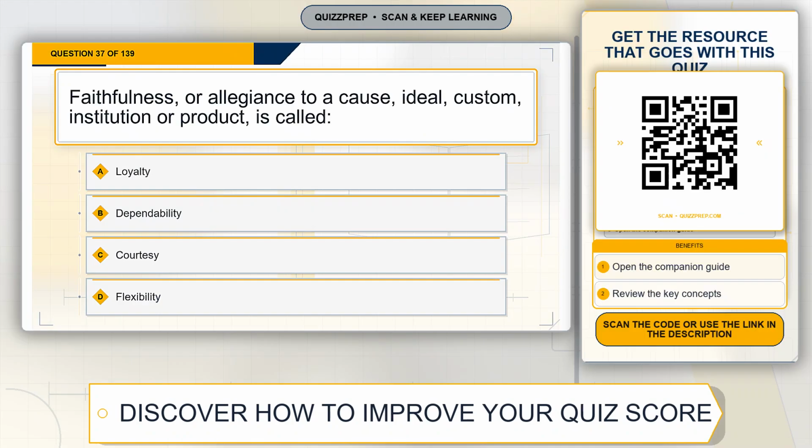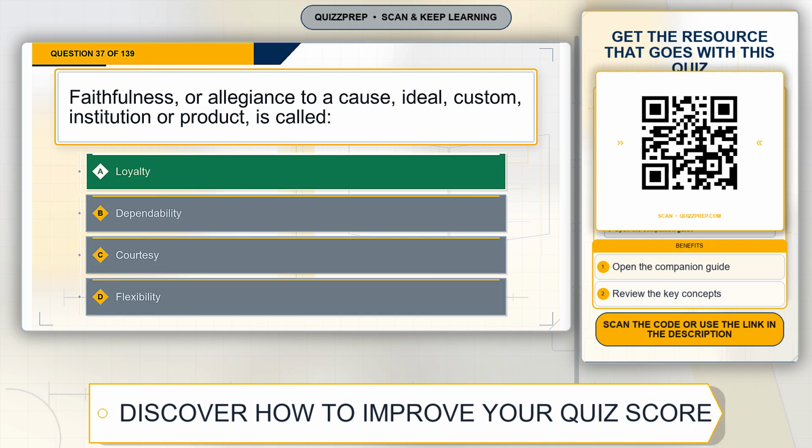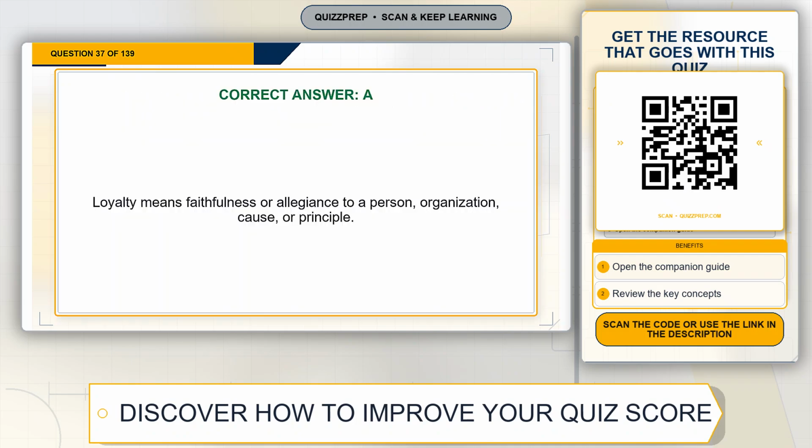Question 37. Faithfulness, or allegiance to a cause, ideal, custom, institution or product, is called option A, loyalty. Option B, dependability. Option C, courtesy. Option D, flexibility. The correct answer is option A, loyalty. Explanation. Loyalty means faithfulness or allegiance to a person, organization, cause, or principle.